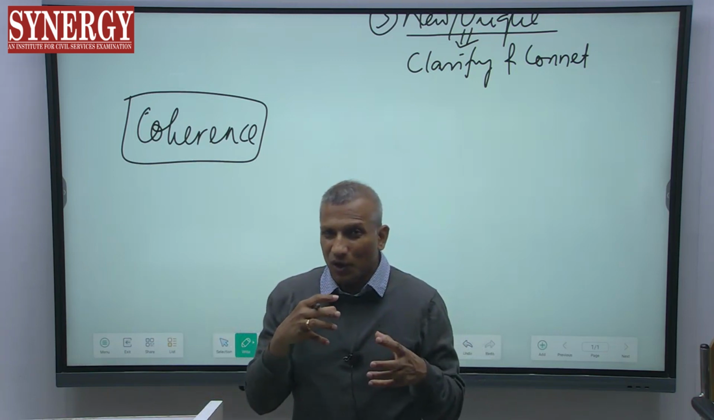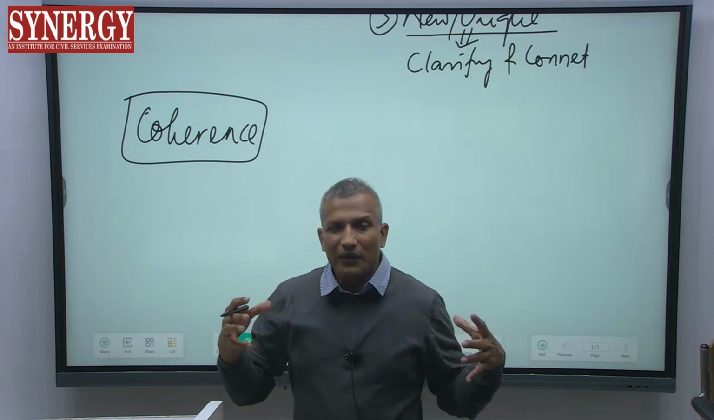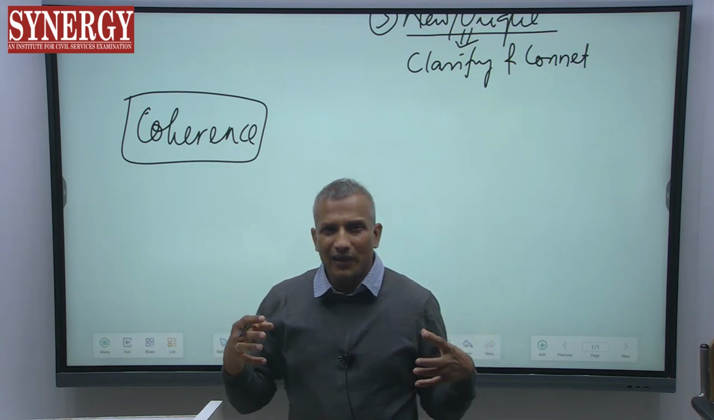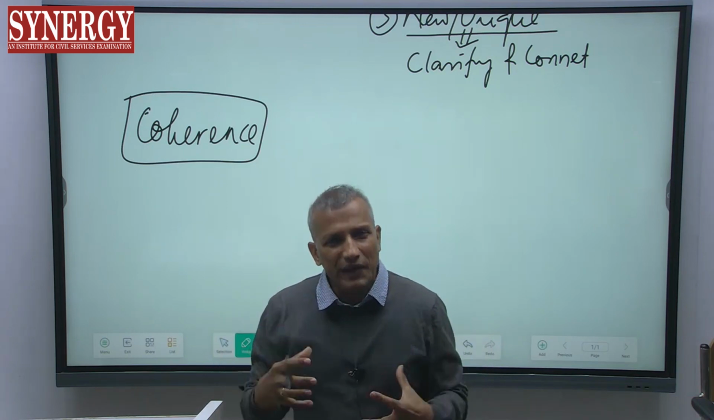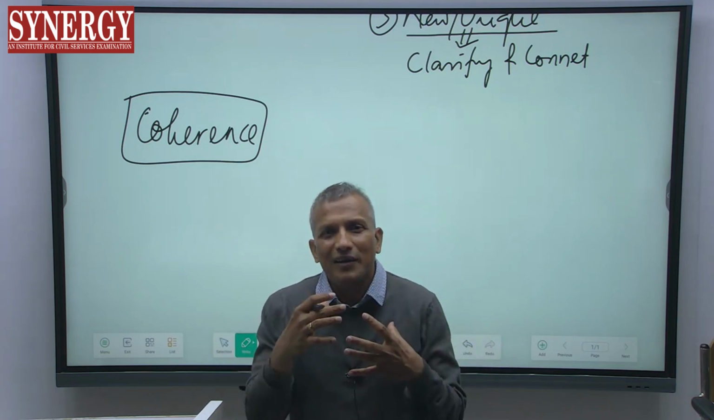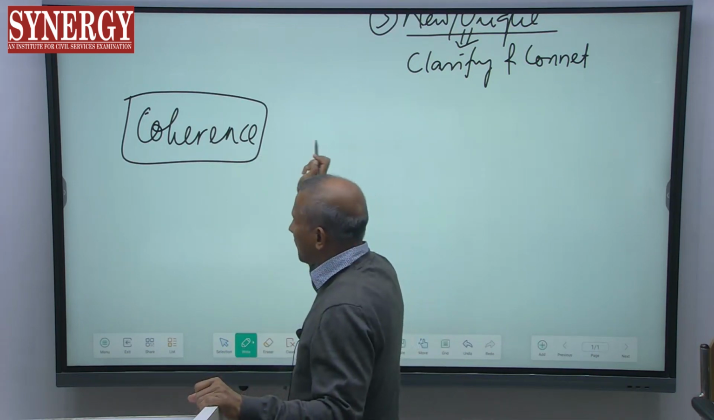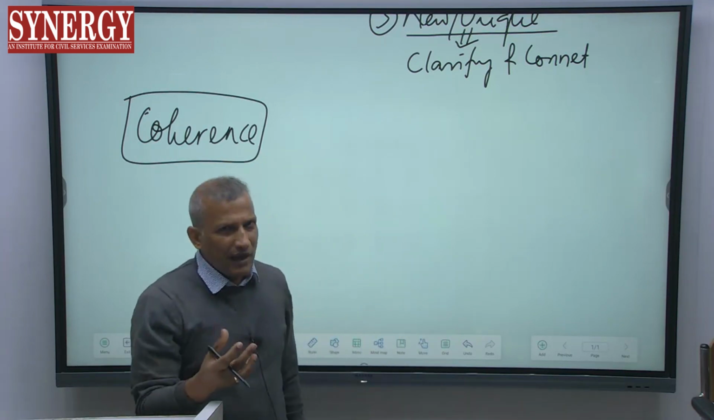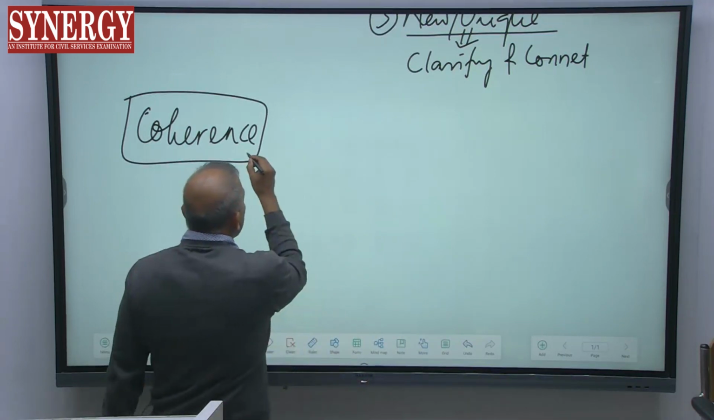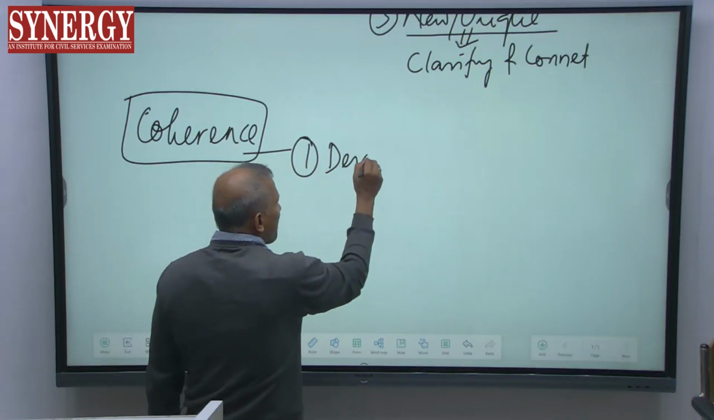That means it is not jumbled up, it is not assorted, it is not merely assembled. It is nicely combined, integrated, or harmoniously put at a single place. That is what we are referring to here as coherence. Now, in order to bring about coherence, a few things I would mention here. Those being, first, develop a theme.